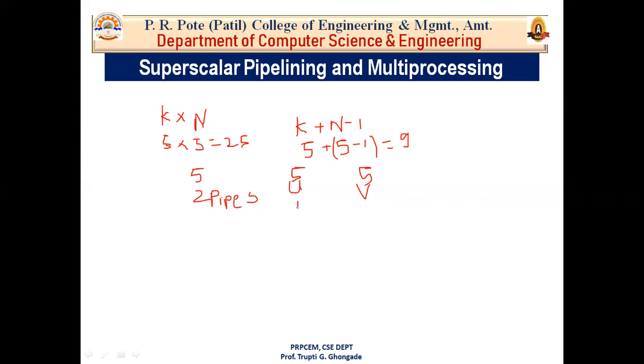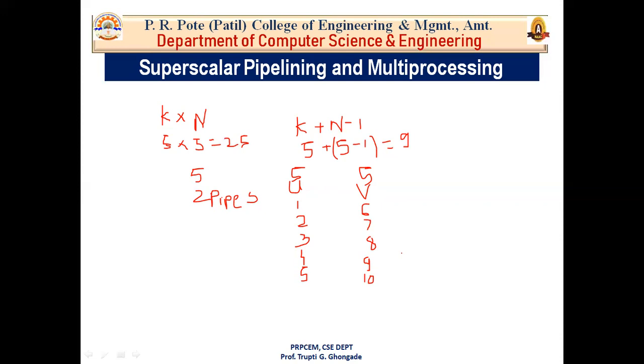Instructions 1, 2, 3, 4 and 5 in the U pipe. Then instructions 6, 7, 8, 9 and 10 in the V pipe. Like this? No. It will not work like this.